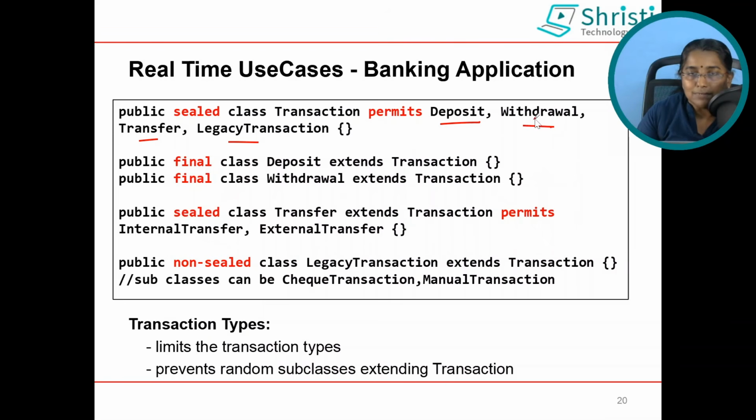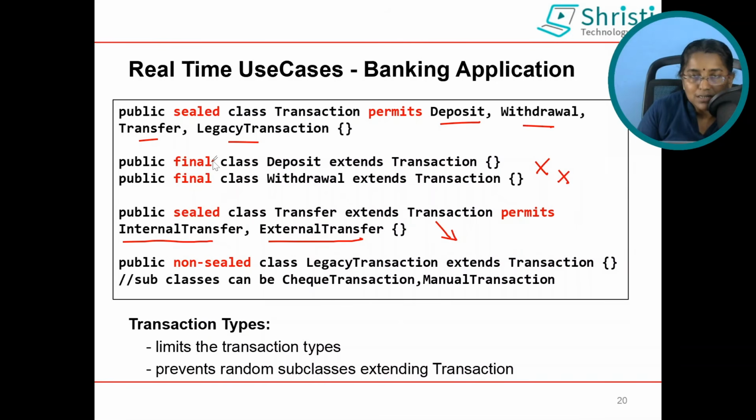In the case of Deposit and Withdrawal, I don't want to continue the hierarchy, so I am making the classes final. If a class is final, no other class can extend it, which means the hierarchy ends here. Next, I have Transfer. Again, I am making the Transfer class sealed, which means I want to continue with a properly maintained hierarchy, so the Transfer class should permit the subclasses for this class. Transfer permits InternalTransfer and ExternalTransfer. These two classes can be either final, sealed or non-sealed.